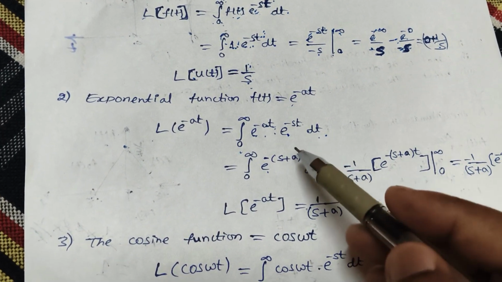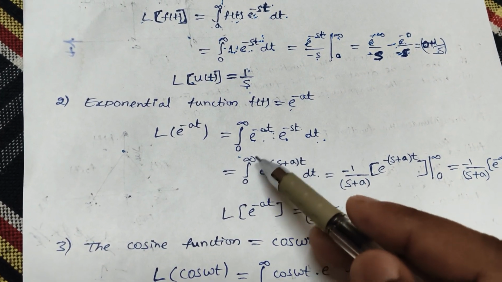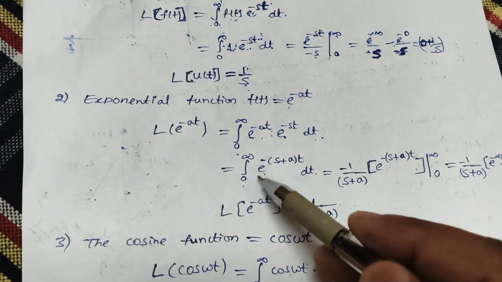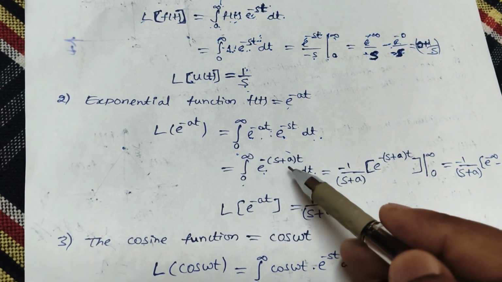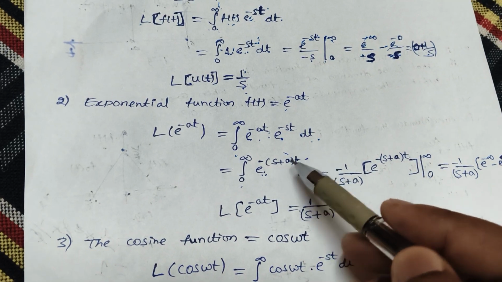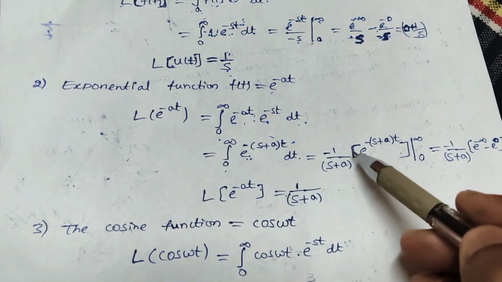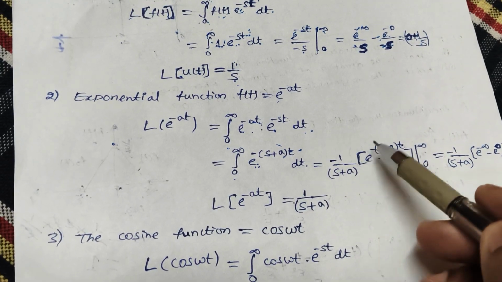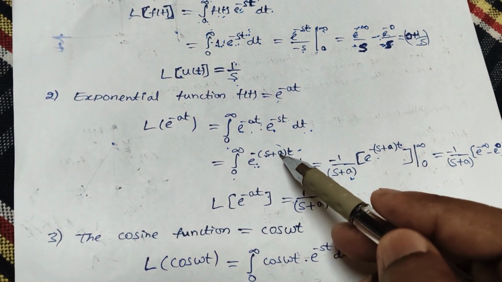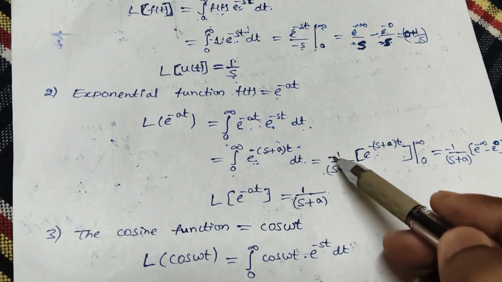Similar to the earlier derivation, the integration of e power kt will become e power kt by k. So e power minus of s plus a times t, as usual, by minus of s plus a, that minus I am writing here.